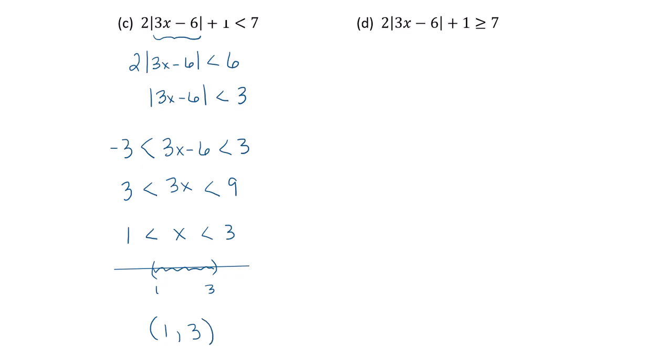Now we have the same absolute value inequality over here, except that we have a greater than or equal to. So we start out the same way. We're going to subtract 1 from both sides. We're going to divide by 2.